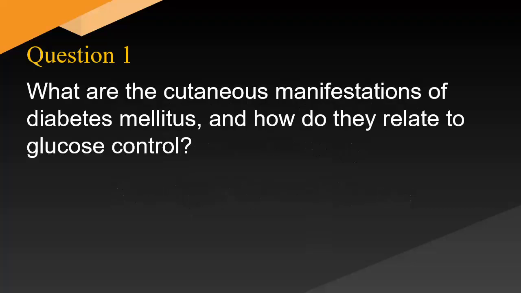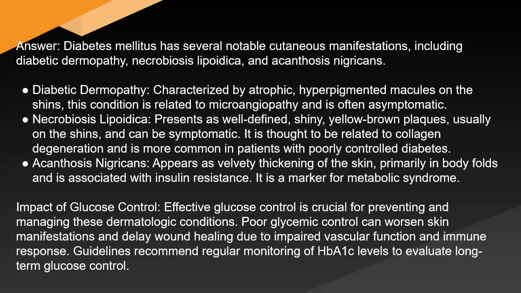What are the cutaneous manifestations of diabetes mellitus and how do they relate to glucose control? Answer: diabetes mellitus has several notable cutaneous manifestations, including diabetic dermopathy, necrobiosis lipoidica, and acanthosis nigricans. Diabetic dermopathy is characterized by trophic, hyperpigmented macules on the shins.